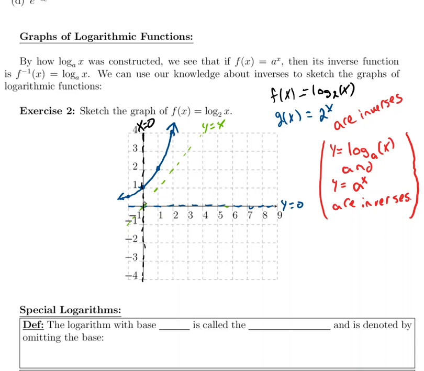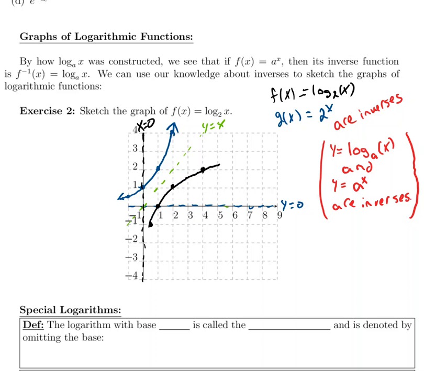My point at (-1, 1/2) goes to (1/2, -1). My point at (0, 1), switching x and y, goes to (1, 0). My point at (1, 2), switching x and y, goes to (2, 1). And my point at (2, 4) is going to go to (4, 2).